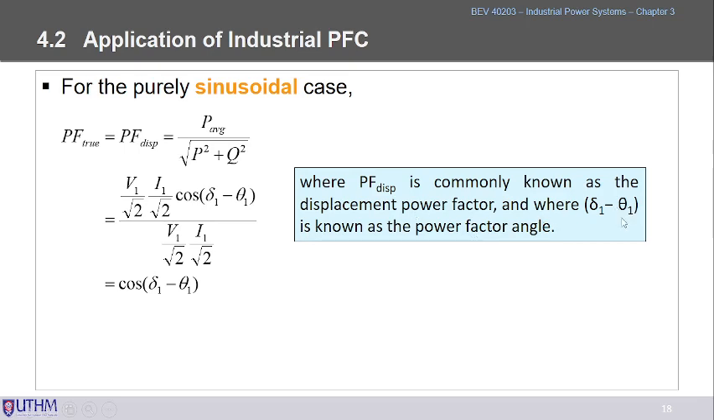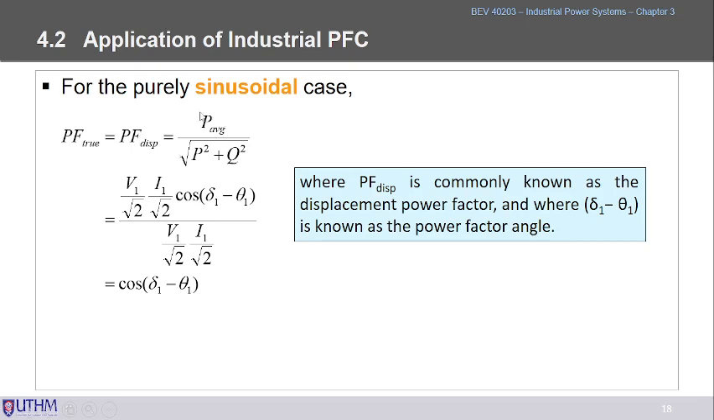That means V1 and I1, and what is their angle. The V1 angle is del 1, and the I1 angle is theta 1. So the difference between these two angles is the power factor angle, and the power factor is the displacement power factor. It is not the true power factor, but of course in the sinusoidal case, the true power factor is equal to the displacement power factor. Later we can see the difference in the non-sinusoidal case. So it is totally different.